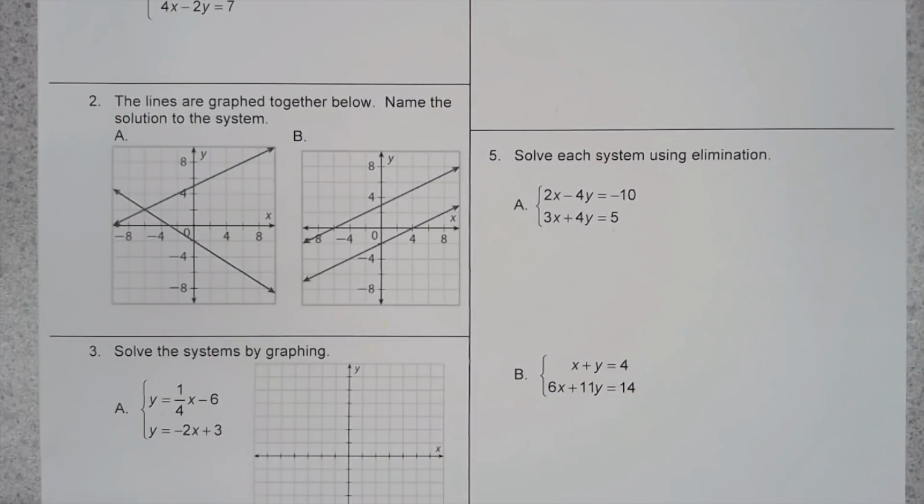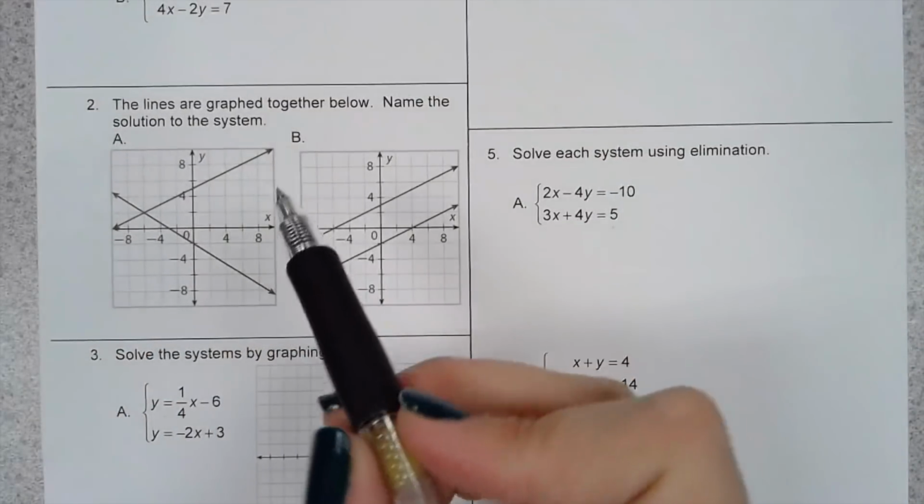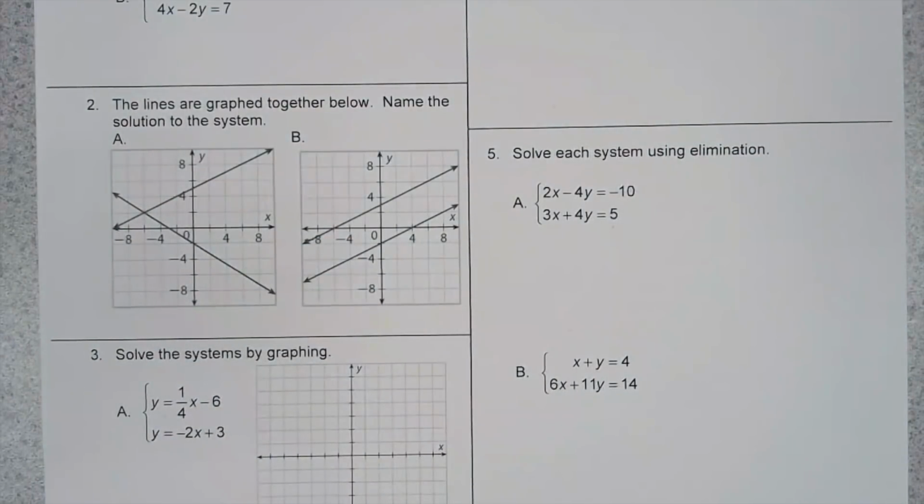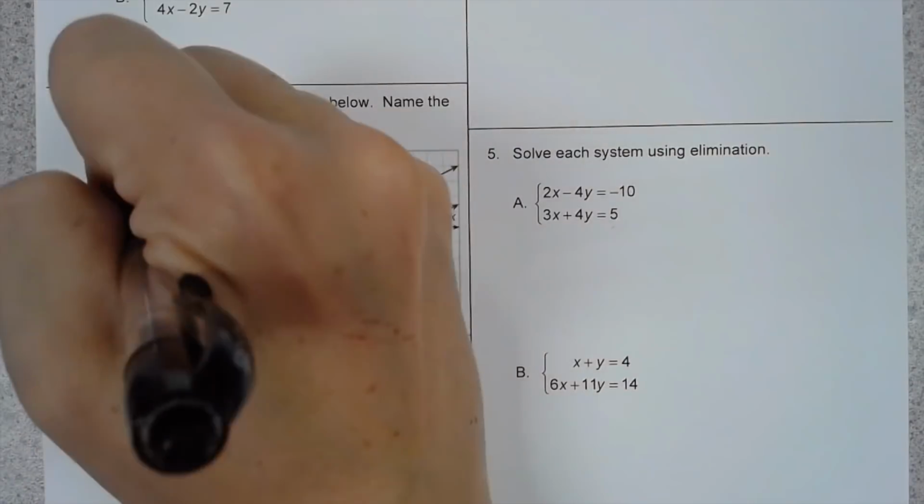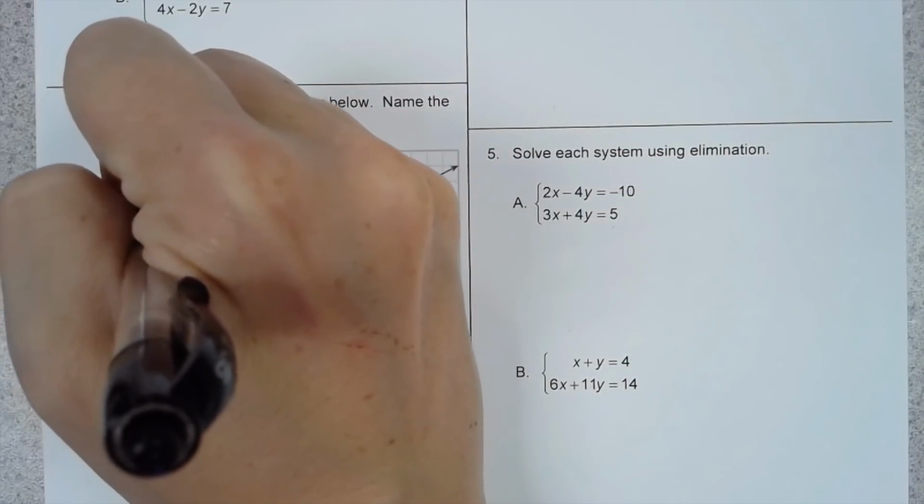Question number 2 on the review gives you two problems. This one's not multiple choice. It says the lines are graphed below. Name the solution to the system. So you'll want to remember that the solution to the system is the point where the two lines cross.